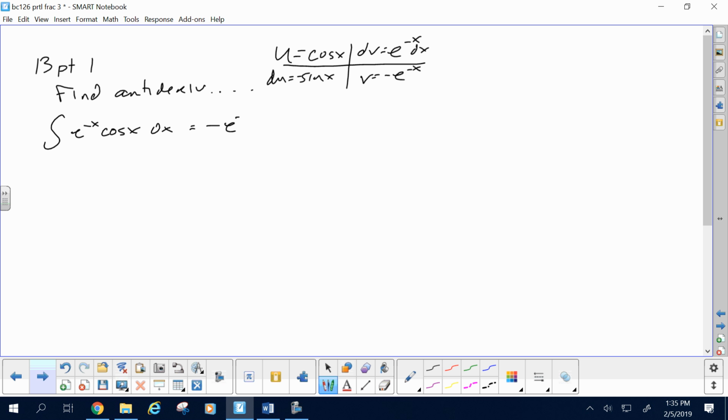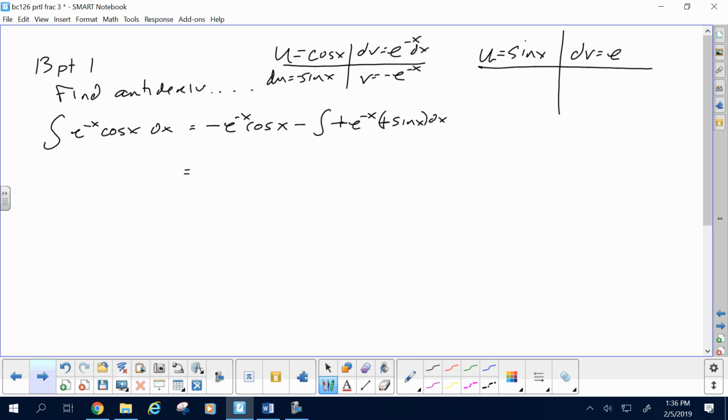uv is negative e to the negative x cosine of x minus v, negative e to the negative x du, negative sine x dx. Okay? I have 3 negatives there. I'm going to take those 2 negatives in the integral and make that a positive if you don't mind. My next substitution, let's go consistent. U is cosine before, now U is going to be sine. dv is e to the negative x again. du therefore is cosine of x dx, and v is negative e to the negative x.